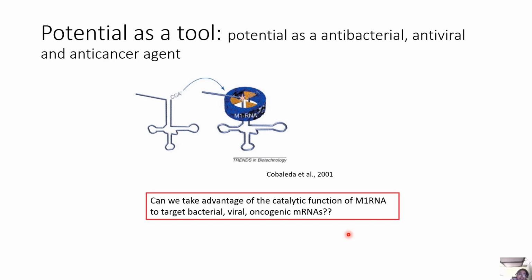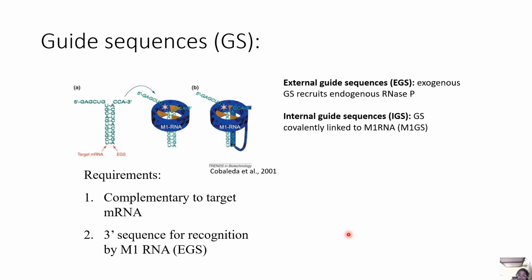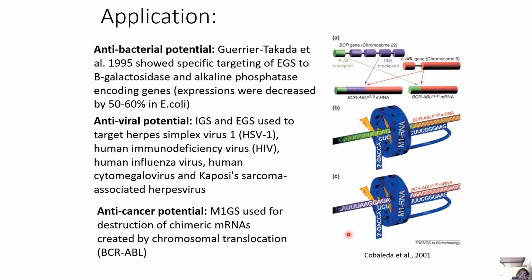Now can we take advantage of the catalytic function of M1 RNA to target bacterial, viral, oncogenic mRNAs? So we'll talk about guide sequences. We have the external guide sequences, EGS, exogenous GS, which recruits endogenous RNase-P. We have internal guide sequences, IGS, GS covalently linked to M1 RNA. Now, what are the requirements? Complementary to target mRNA, and a 3' sequence for recognition by M1 RNA.